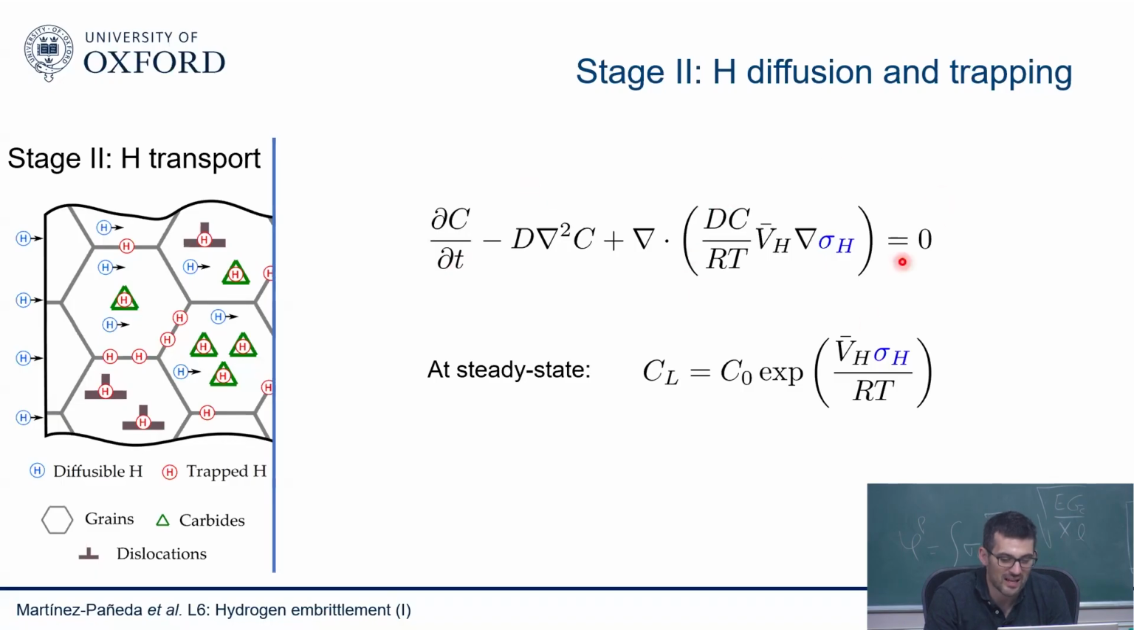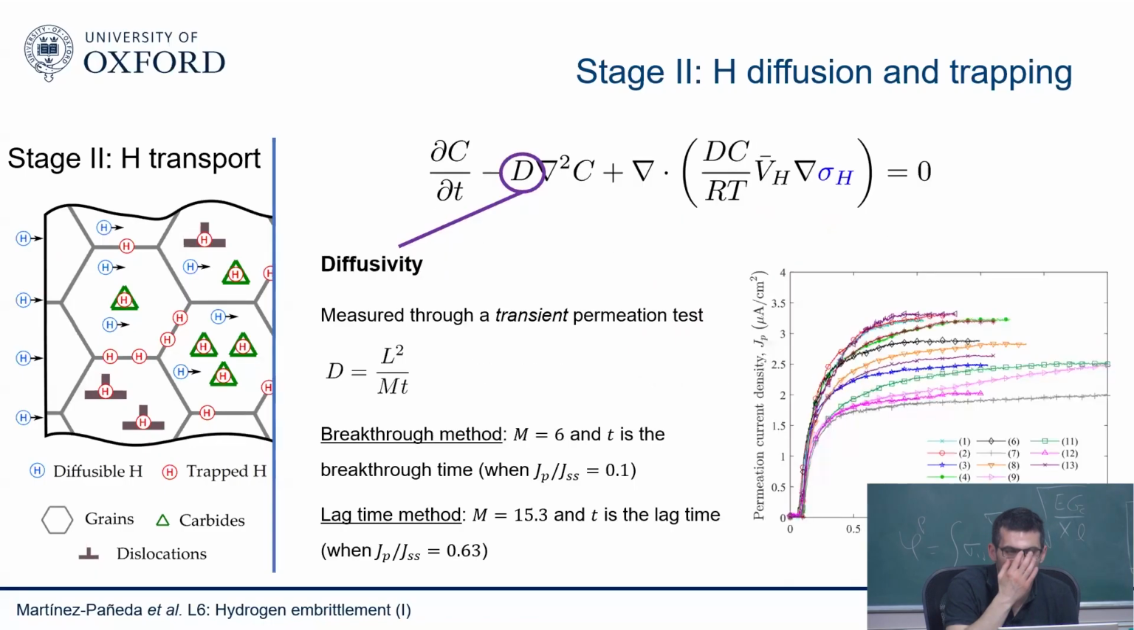And then again, there's a coupling with the mechanics here. So this is diffusivity, concentration, R the gas constant, T temperature, partial molar volume, and hydrostatic stress. If you take the steady state scenario, so you make the flux equal to 0, you derive this expression, where C0 is the hydrogen in the environment. Your hydrogen distribution will basically be an exponential term that has the hydrostatic stress. So again, a very strong dependency on mechanics.